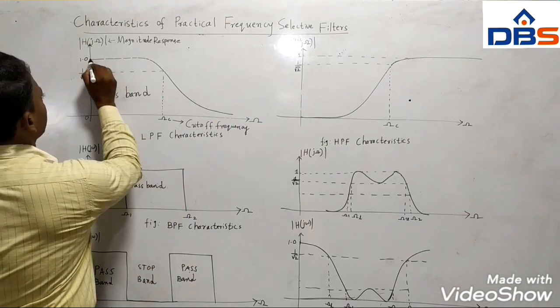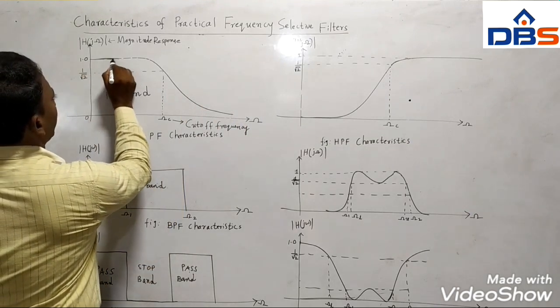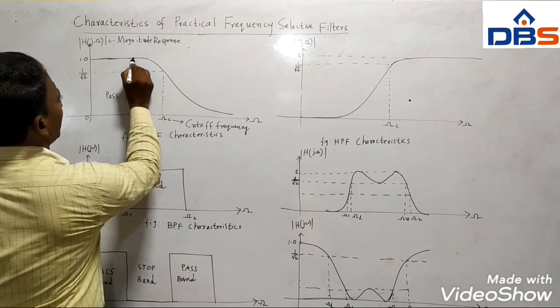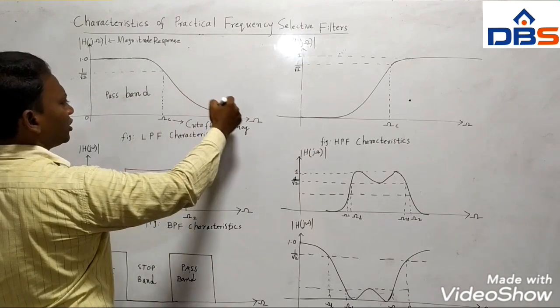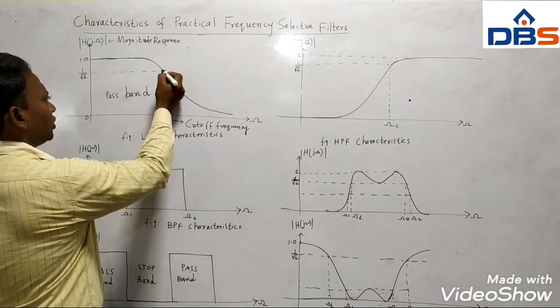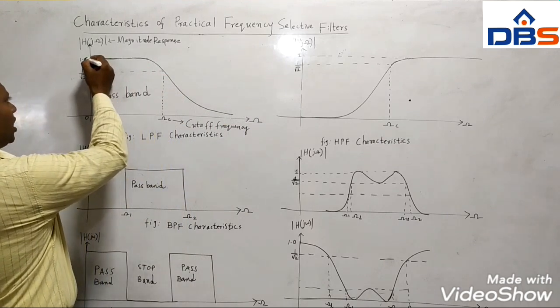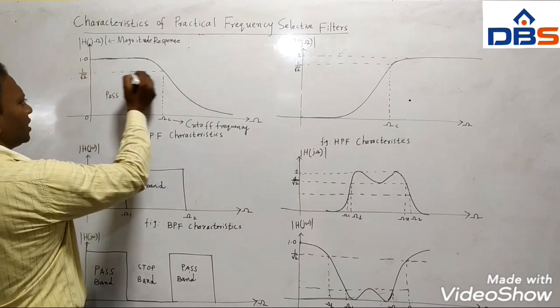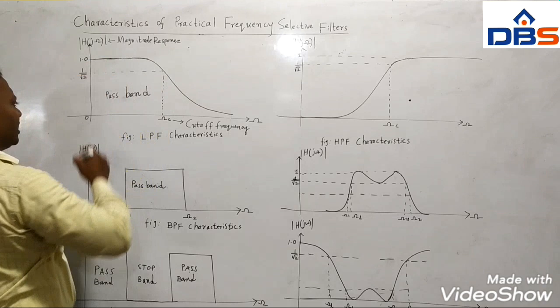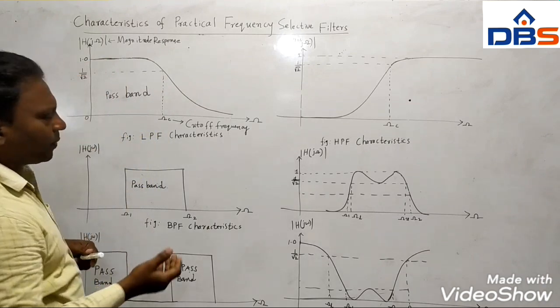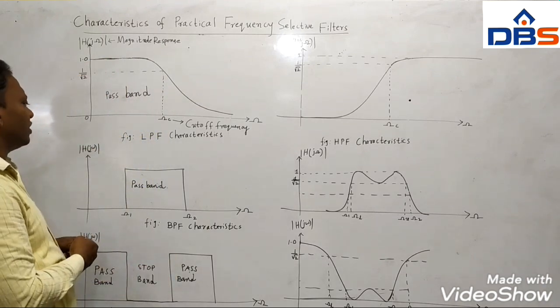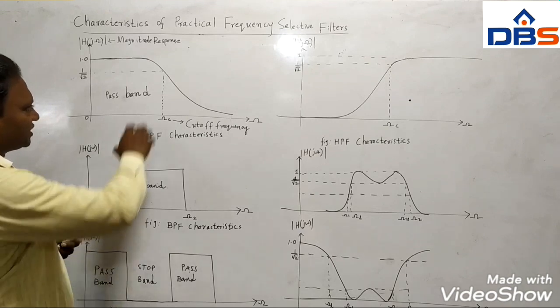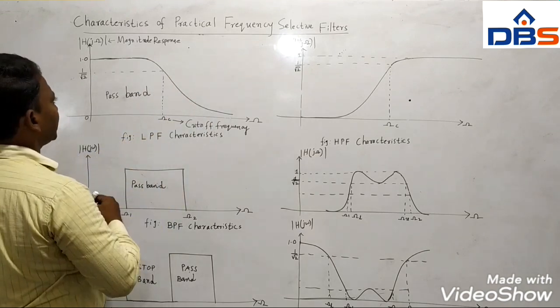Now you can observe this. Here the magnitude response is flat, and after that it is slowly reducing. The maximum value is 1, and at the cutoff frequency the gain is 1 by root 2, that is 0.707, also you can write it. So this is the practical low pass filter characteristic.